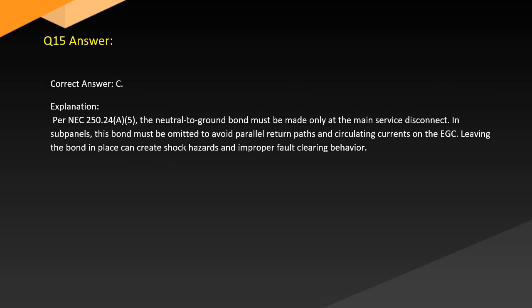Answer. Correct answer: C. Explanation: Per NEC 250.24(5), the neutral to ground bond must be made only at the main service disconnect, not in subpanels. This bond must be omitted to avoid parallel return paths and circulating currents on the EGC. Leaving the bond in place can create shock hazards and improper fault clearing behavior.